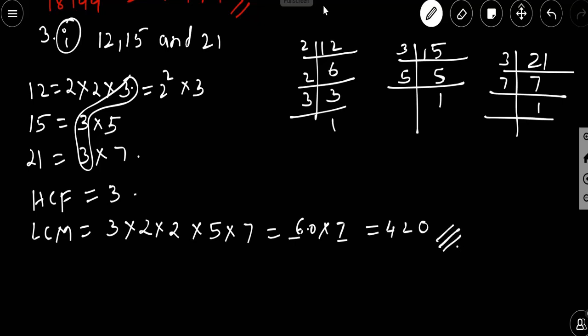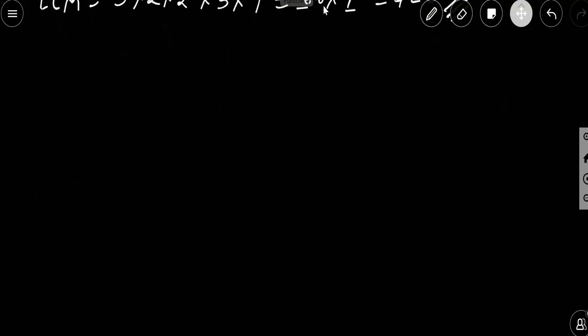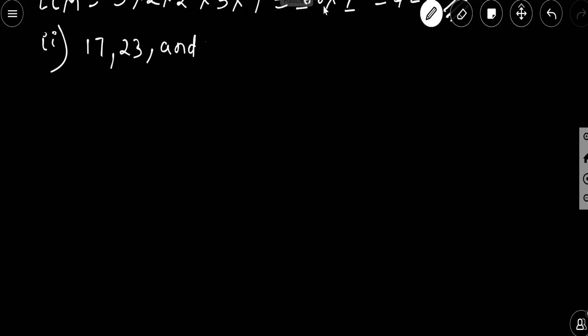So we'll go for the next problem, second under question number 3, problem number 2. The numbers are 17, 23 and 29. First we have to find the prime factors of these three numbers. Is it possible to find the prime factors? Is 17 divisible by any other number? Is 23? Is 29? No, they are not divisible by any other number. They are divisible by itself or by 1, because all three are prime numbers.